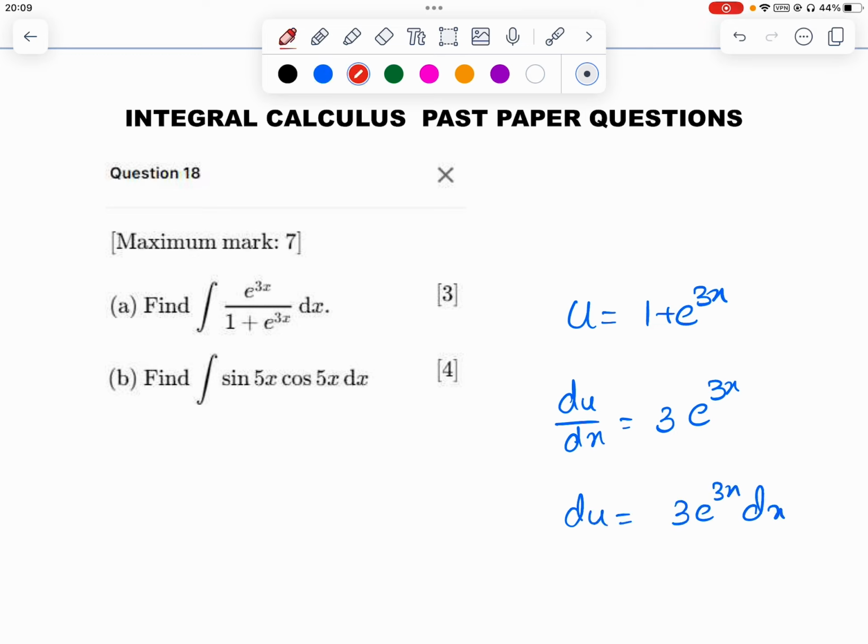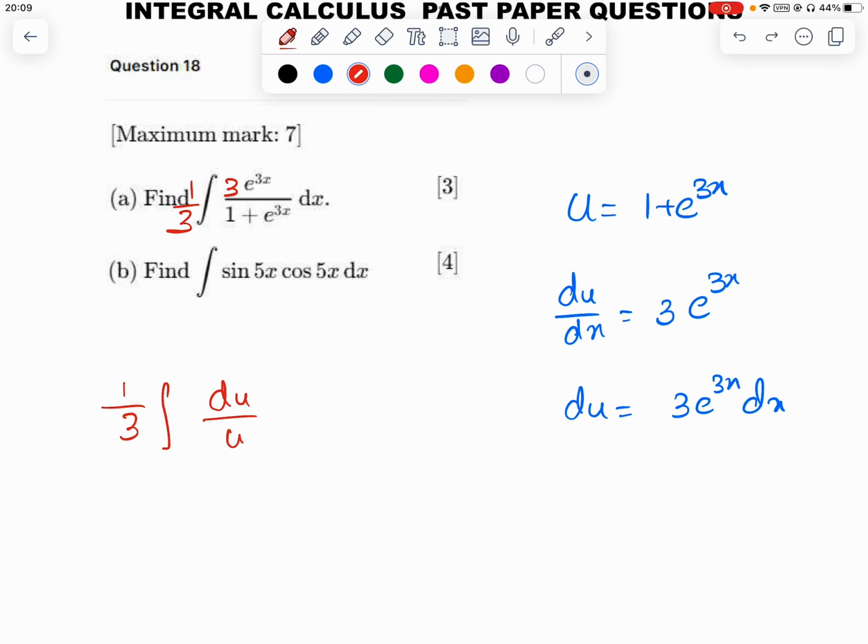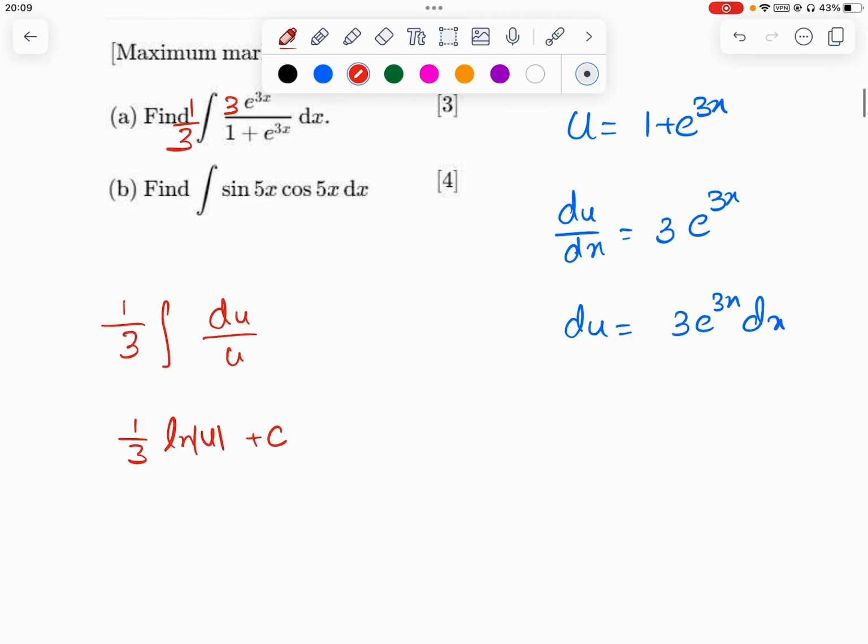So I don't have 3. So what am I going to do? Multiply and divide by 3. So what does that become? 1 upon 3 du upon u. Which is 1 upon 3 ln u plus c. So what does that become? 1 upon 3 ln of 1 plus e power 3x plus c. That's going to be the answer for part A.